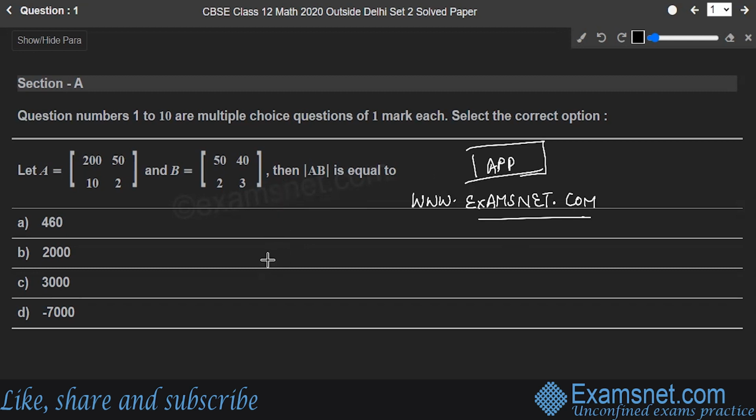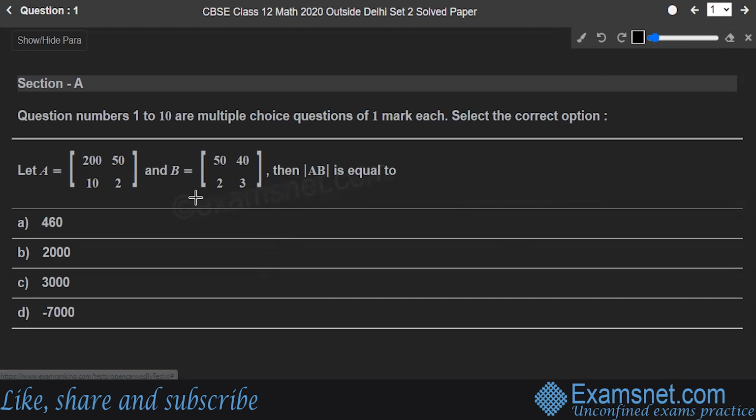So today what we'll be solving in this video is the CBSE class 12 2020 outside Delhi set 2 paper. This is in continuation with your set 1 paper. Do watch our previous video for the set 1 paper. In this video, we will be solving only those questions which are not there in the set 1 paper. Okay. So very best of luck.